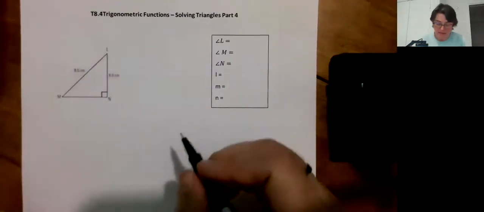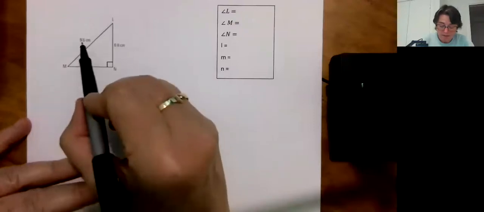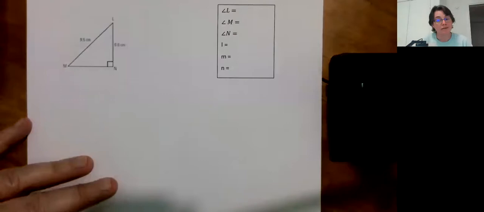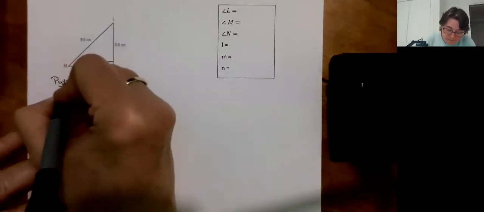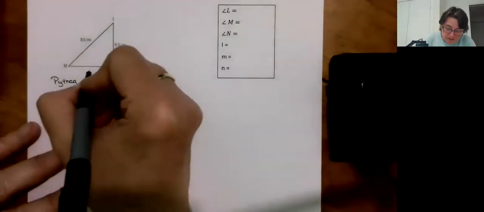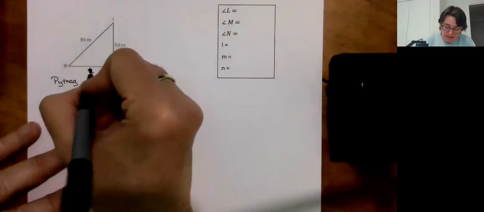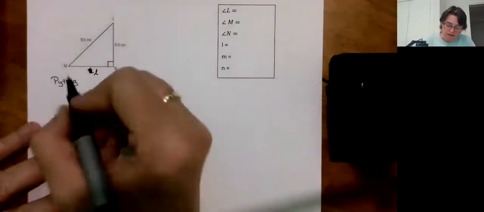So let's see what we got here. All right, so we have a 90-degree angle, and we have two sides, and there's no angle. So no angles means you have to start with Pythagoras. So we are going to find this side. Oh, I don't want to label it. I guess we're solving for little l.